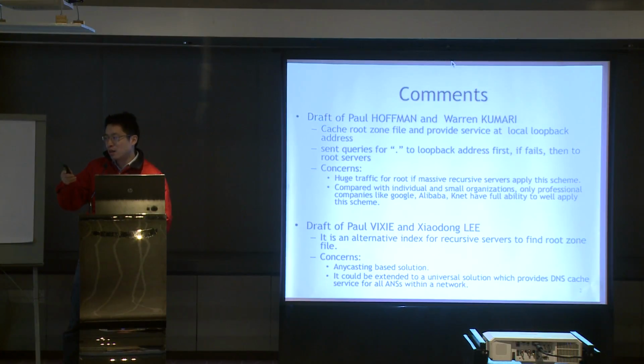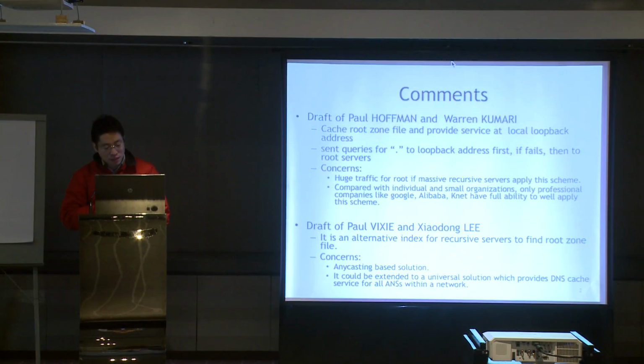Another concern is that I think Vixie's draft could be extended in some way to be a universal solution, which provides DNS cache service for all authoritative name servers within a network, or we call it within an autonomy. Vixie raised a saying that the internet is the network of networks of networks. Or let me put it this way: I think the internet is an ecosystem which is from the community, to the community and by the community, and it consists of LAN, campus, ISP, NSP, IXP, and core. Anyway, I think within an autonomous network, diversified multiple recursive servers are deployed, and for some concerns, the autonomy needs a shared, what I call local shared DNS cache service.